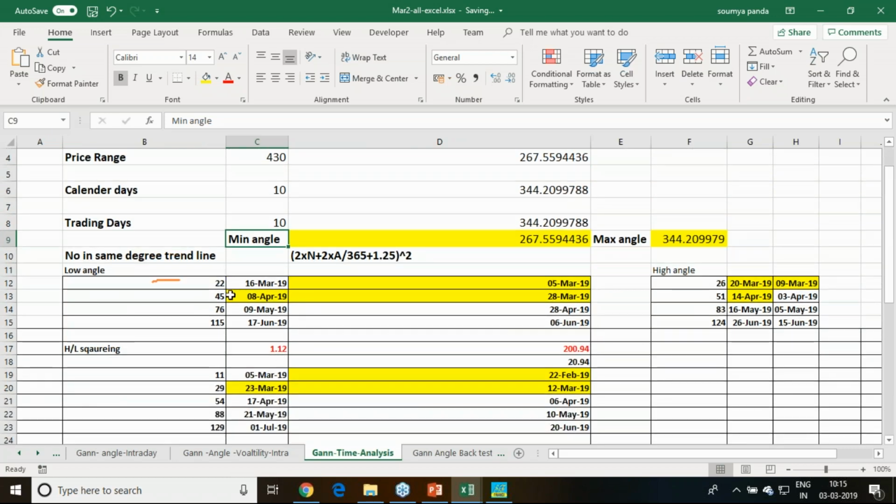Now you got these dates: 16th March, 5th March, 28th March. So high angle 28th March, 9th March. April's dates you can take out, March only you can keep. This process you can also do for the commodity, the same way you can do for commodities. Any query?